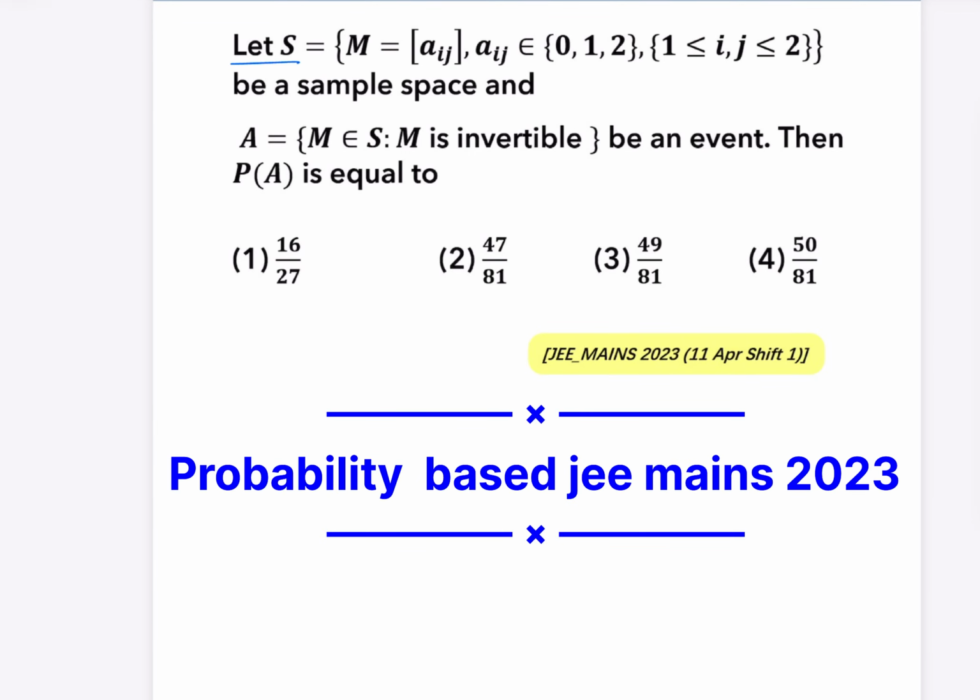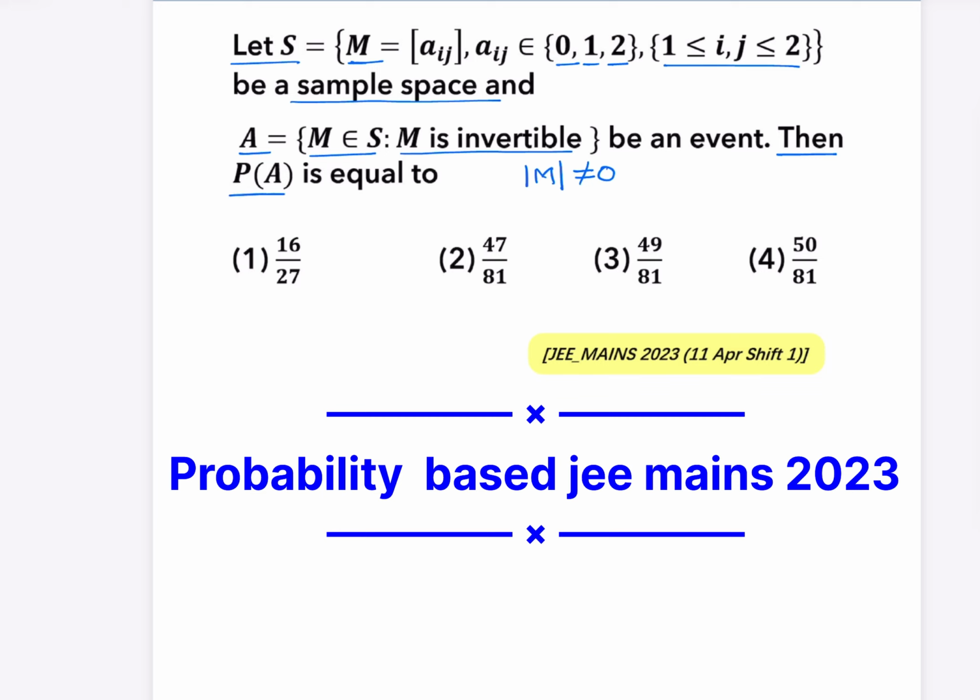So here one sample space is given, which contains some matrices of order 2 cross 2 with elements 0, 1 and 2. A is a set containing those matrices belonging to the same sample space where M is invertible. If M is any invertible matrix, it simply means that the determinant of M should not be 0. Then they are asking to find the probability of A.